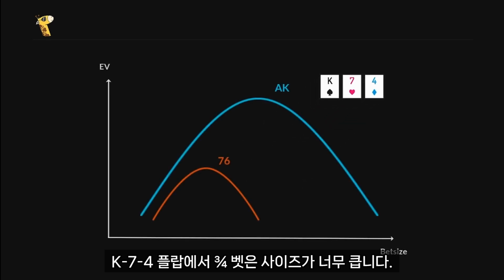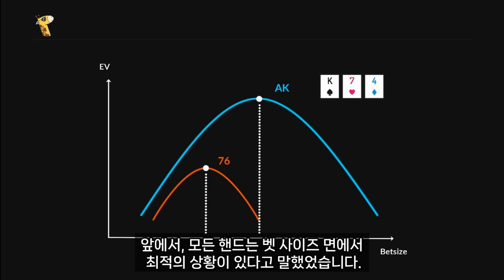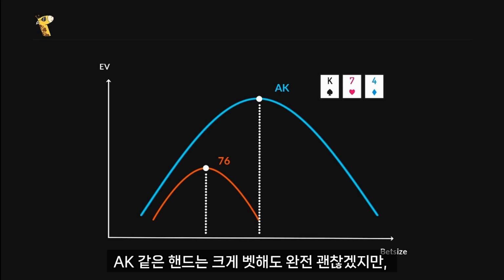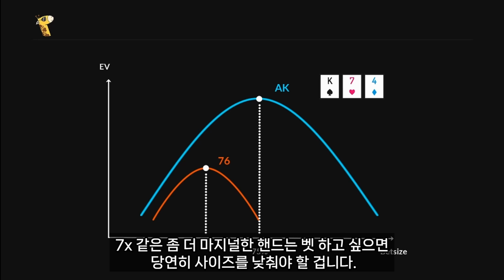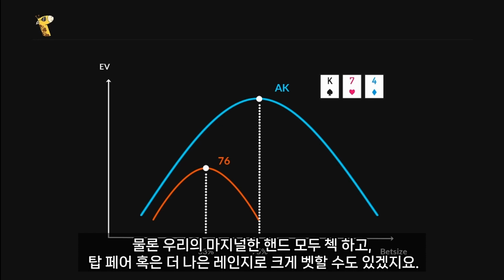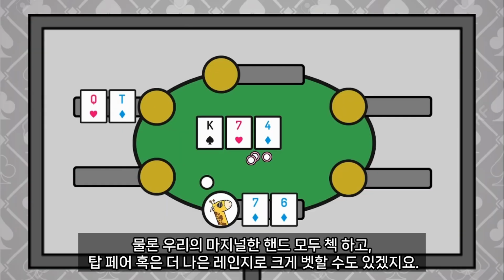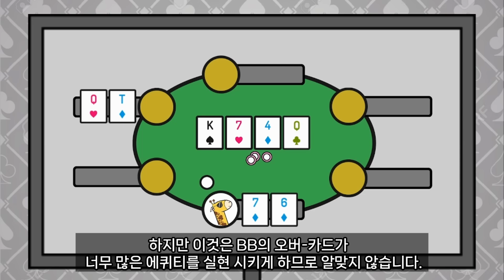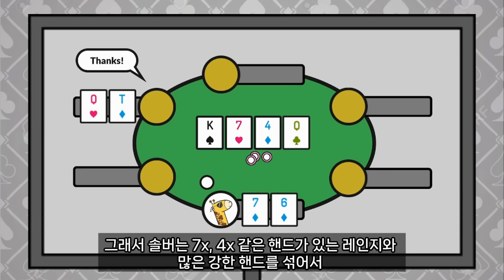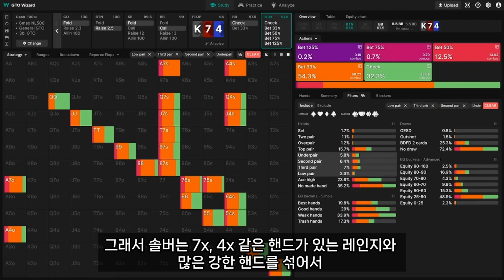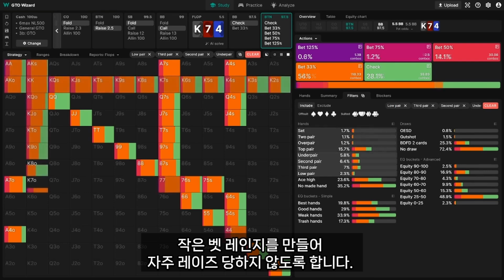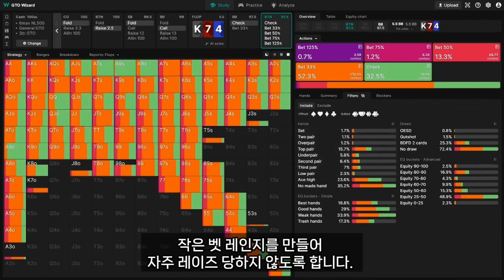On King 7-4, 3/4 pot is too large of a size. We saw earlier that every hand has a sweet spot when it comes to bet sizing. A hand like Ace-King is perfectly fine with betting big, but with a more marginal holding like 7x, we absolutely have to size down if we want to bet our hand. We could of course check all our marginal hands and bet big with a range of top pair or better. But this isn't ideal because it allows big blind's overcards to realize too much equity. So the solver builds a small bet range around hands like 7x and 4x and mixes in a bunch of stronger hands so that they don't get raised too often.